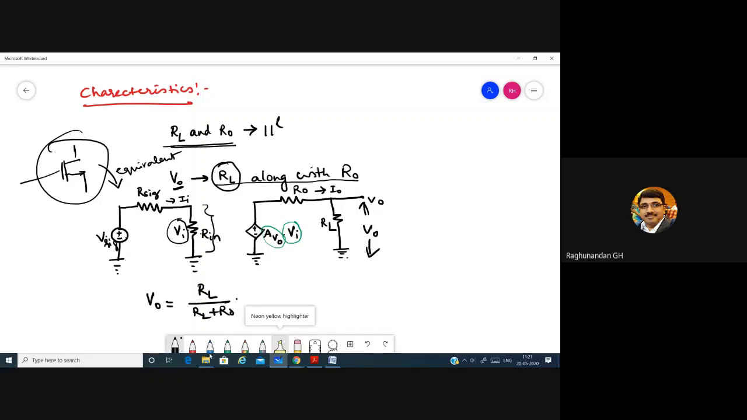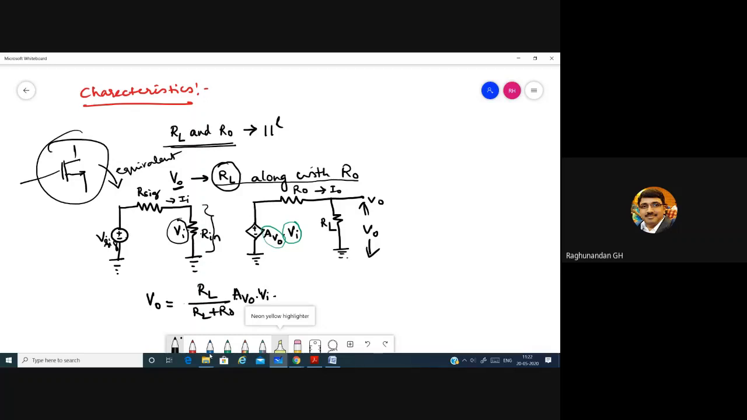What is the voltage which is going to be acting as the main source for this circuit? The voltage which is acting as the main source is Av0 into Vi. So write down Av0 into Vi. This is how we will be finding the voltage across the load. When some particular load resistance is given, then we have to apply it like this according to the small signal model.